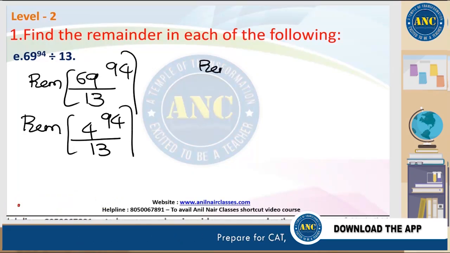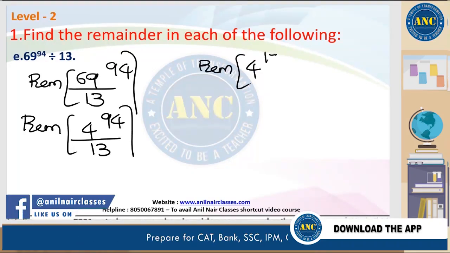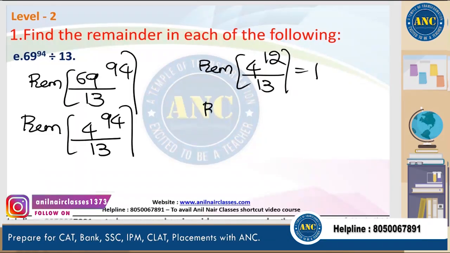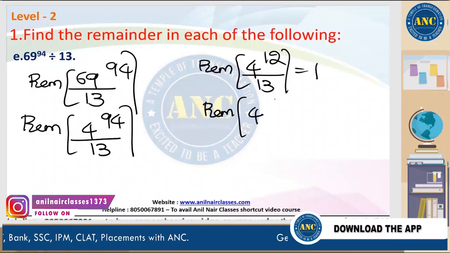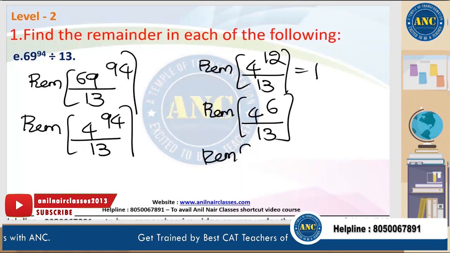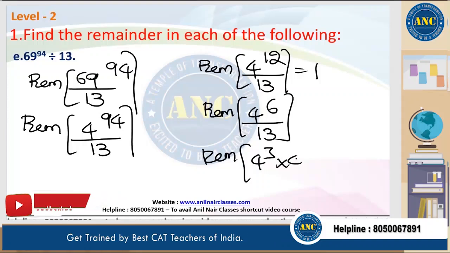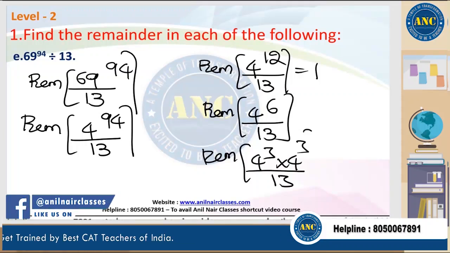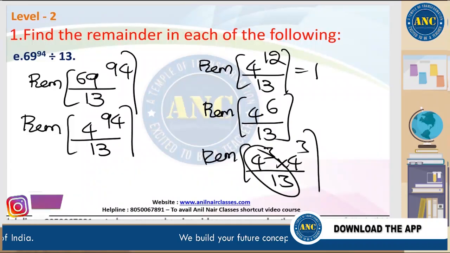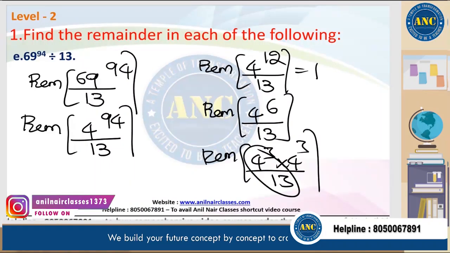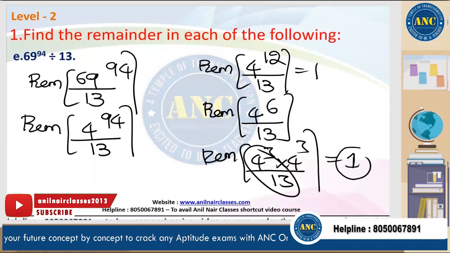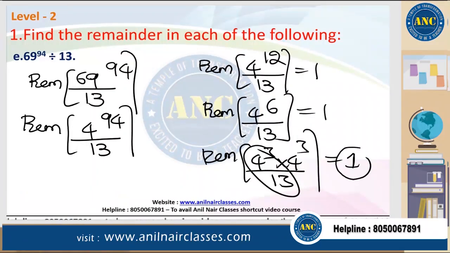According to Fermat's theorem, 4 power 12 divided by 13 is 1. Check with the next factor of 12. 4 power 6 by 13. 4 power 6 is nothing but 4 cube into 4 cube divided by 13. 64 divided by 13, 13 5s are 65. Minus 1. Minus 1 into minus 1 is plus 1. So instead of 12, you can also use 6.